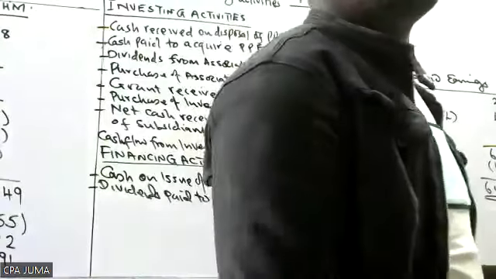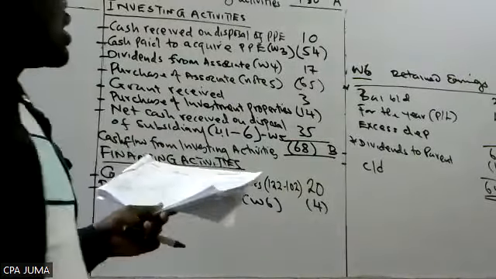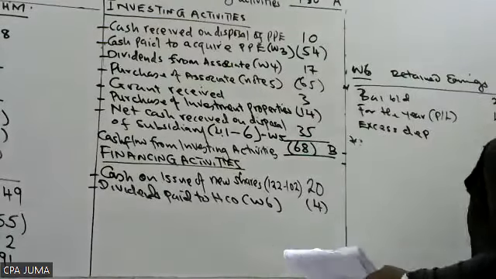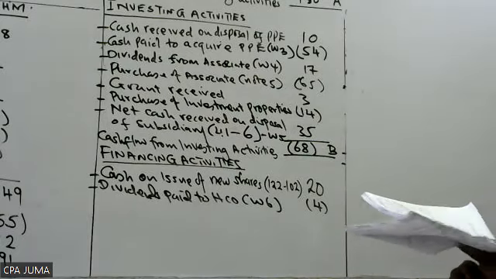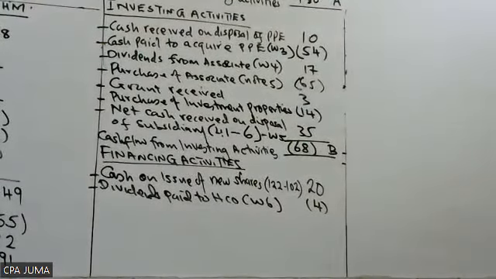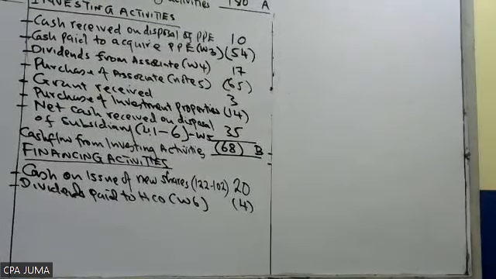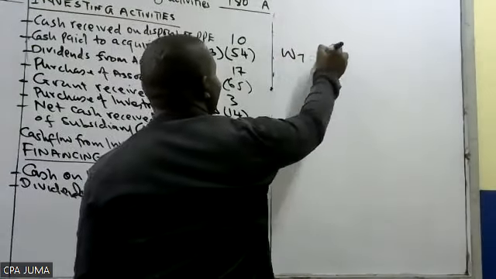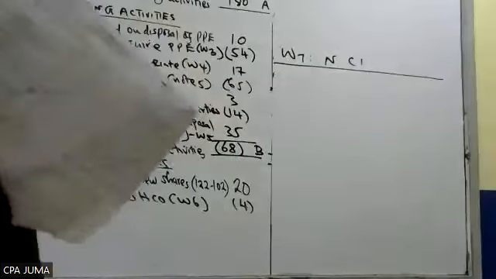NCI. The other item which is coming after retained earnings is NCI. So how is the working for NCI? We also need to check the dividends they were paid. Working 7, NCI. You have to take their interest, otherwise we won't be in good books with them.